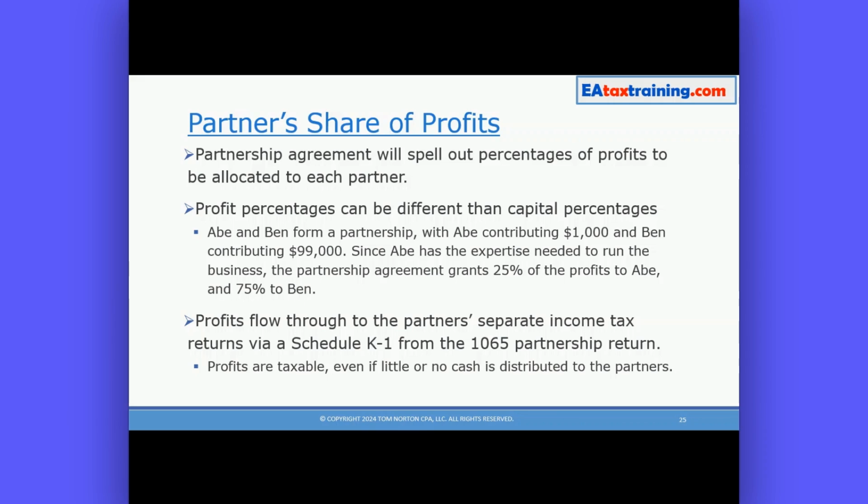Profits from the partnership flow through to the partner's separate tax return, as we've said several times, and they do this via Schedule K1 from the 1065, and we will look at that in detail later. And remember, those profits are taxable whether or not cash is distributed to the partners, as we discussed previously.